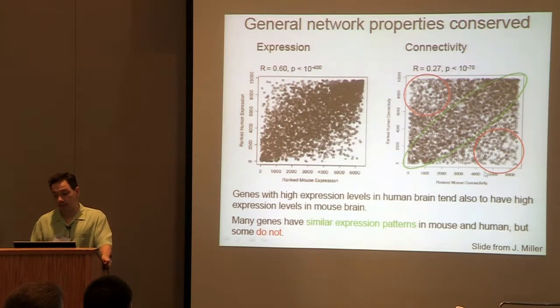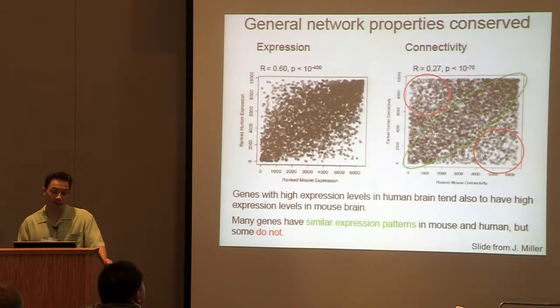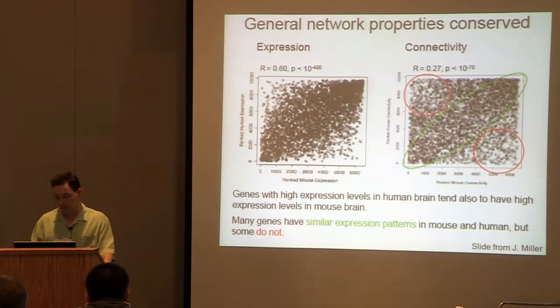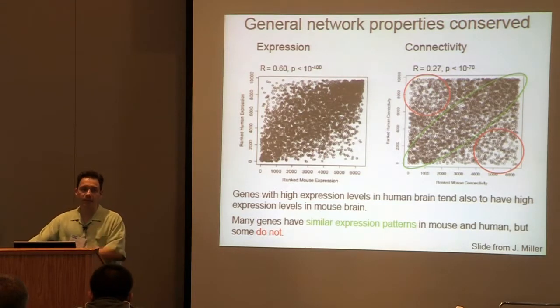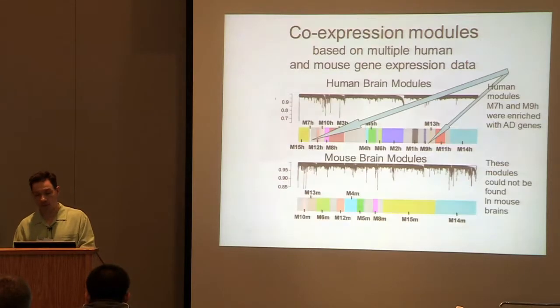But then you could ask another question, which is: is the connectivity preserved? The right panel shows on the x and y axis the connectivity of each gene in the human and mouse brain data. And what do we find? Well, much less preservation. There are some genes that are highly connected hubs in human brains, but not in mice, and vice versa. And when you find that connectivity is not preserved, it always means one thing, which is that module structure is not preserved. There are some modules that are not present in the other condition.